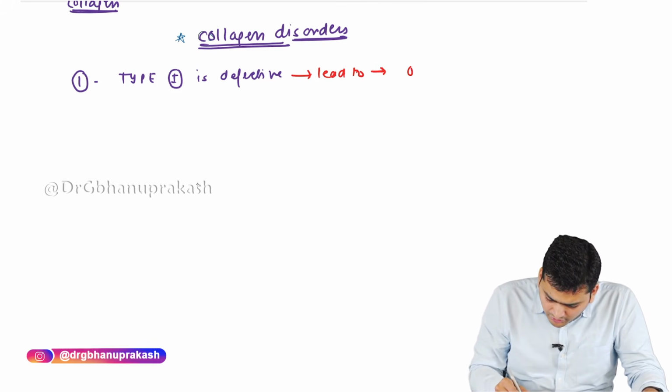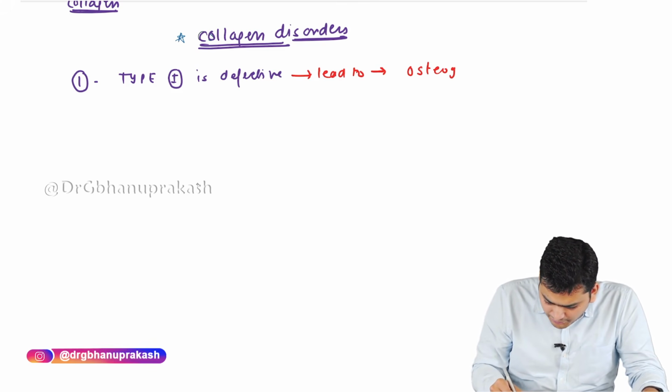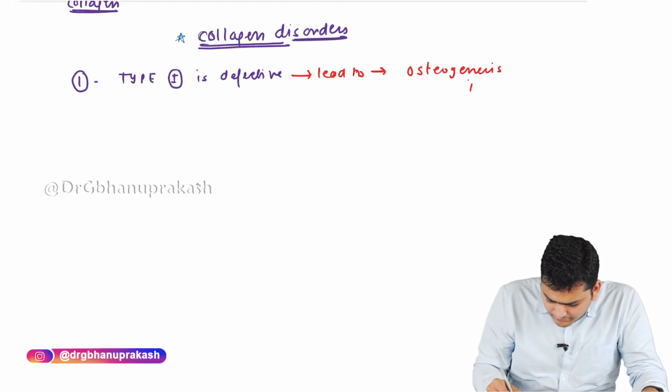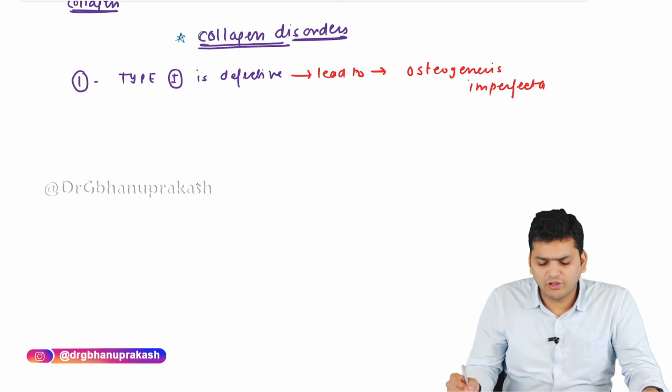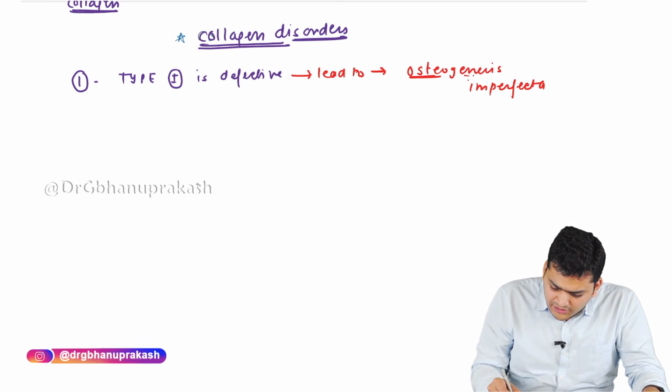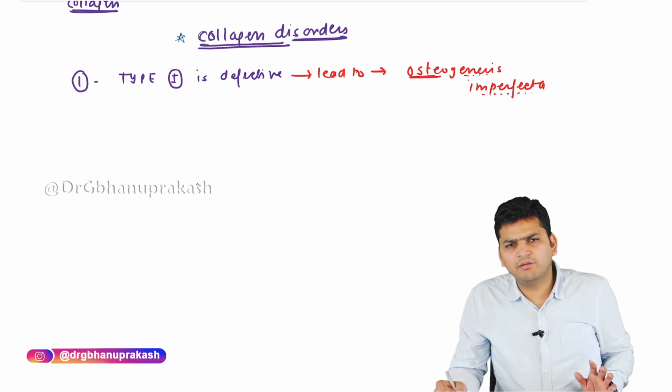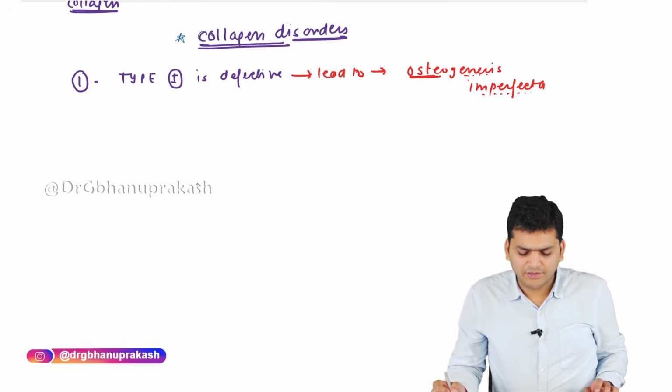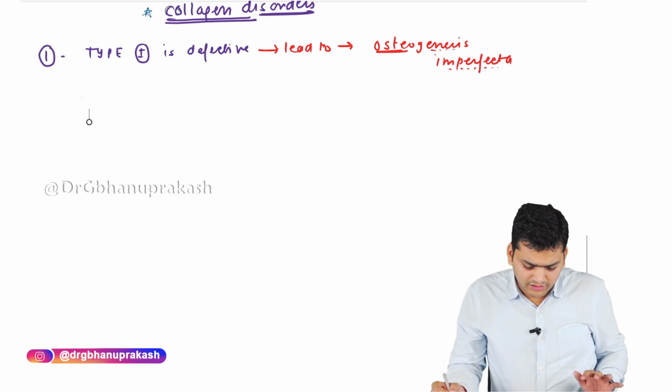So it will lead to something called osteogenesis imperfecta. Osteo means bone, genesis means formation, imperfecta means imperfect. So the bone formation will be imperfect if the type 1 collagen is defective. If the type 1 is defective, it will lead to osteogenesis imperfecta.